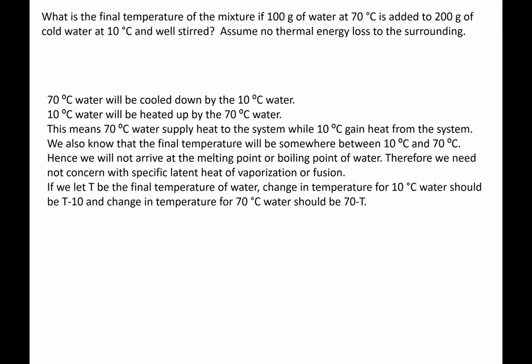Up to this point, we just let T be the final temperature of water. So change in temperature for the cold water should be T minus 10. Since cold water's temperature is supposed to rise and the temperature of hot water is supposed to drop, hence the change in temperature for 70 degrees water should be 70 minus T.